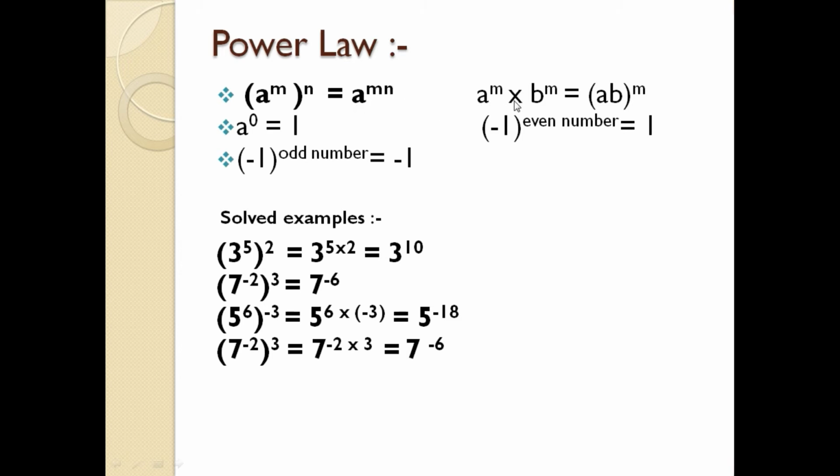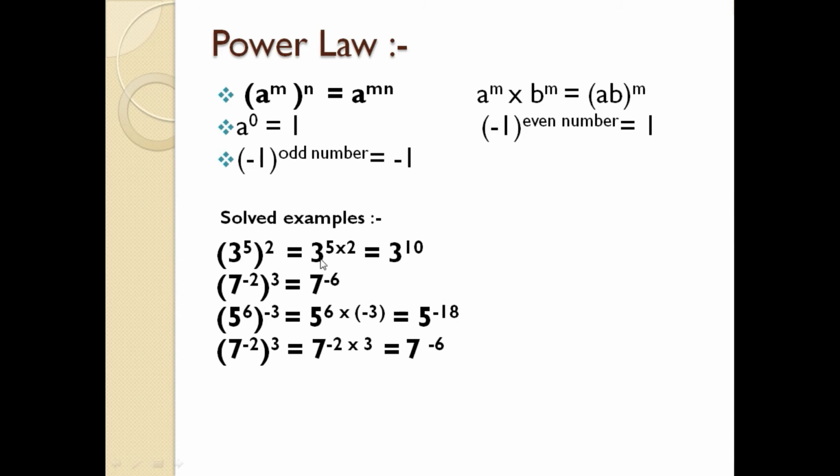Here a raised to m into b raised to m. See, their bases are not the same, but their powers are the same. So here a into b, bracket raised to m. a raised to 0: any number, if its power is 0, then the answer will be 1. If minus 1 has any even number as a power, the answer will be 1. If minus 1 has any odd number as a power, the answer will be minus 1. Then solve examples.